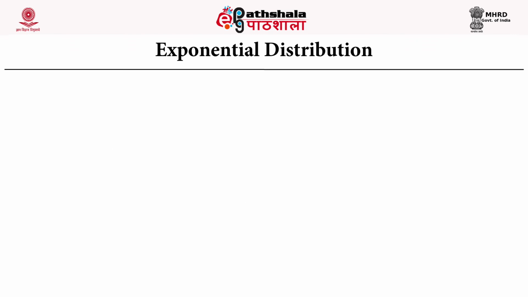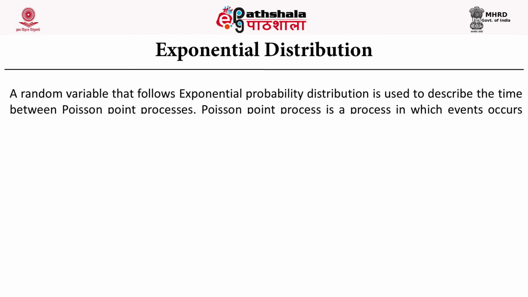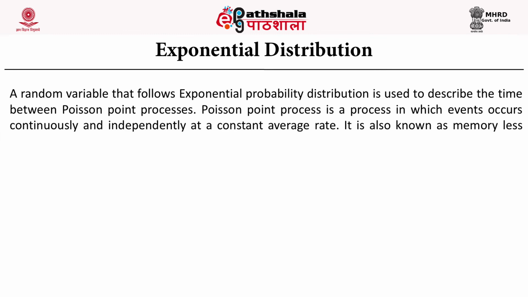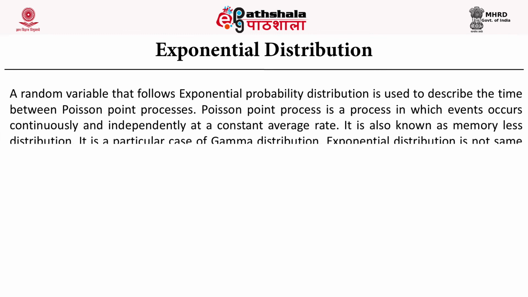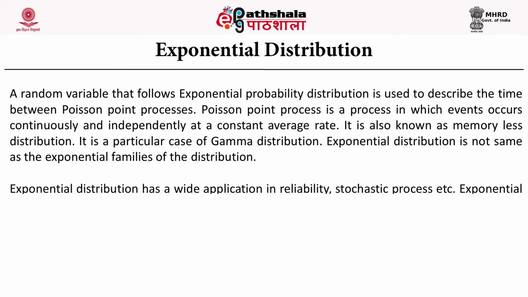We have another continuous distribution, that is the exponential distribution. A random variable that follows an exponential probability distribution is used to describe the time between events in a Poisson point process. A Poisson point process is a process in which events occur continuously and independently at a constant average rate. It is also known as the memoryless distribution. It is a particular case of the gamma distribution.